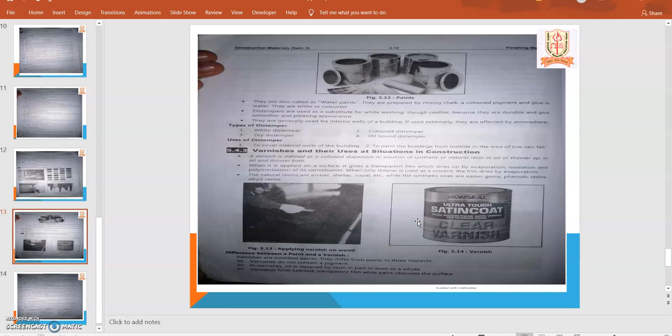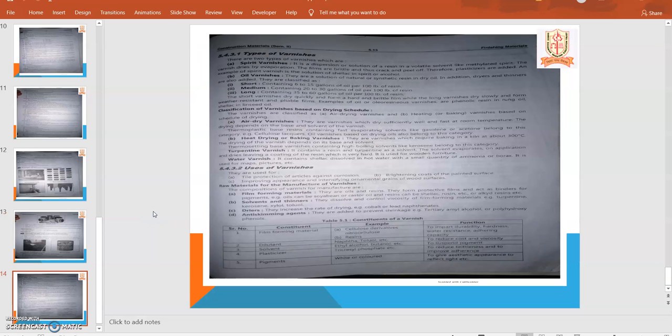Then in varnishes, oil is replaced by resins in part or even as a whole. But in paints, resins and thinners are added to give the desired color and thinness. Then varnish forms a lustrous transparent film, while paint obscures the surfaces. So that is the main difference between varnishes and paints.